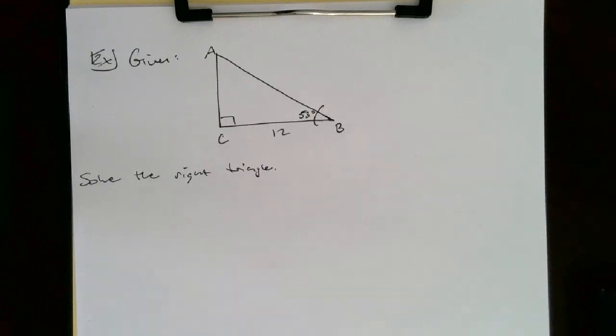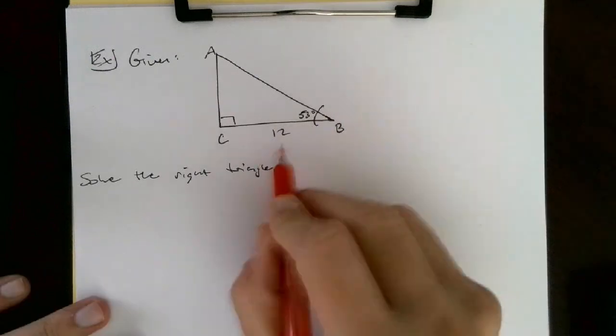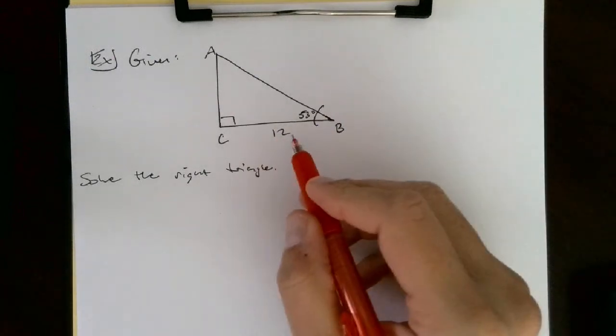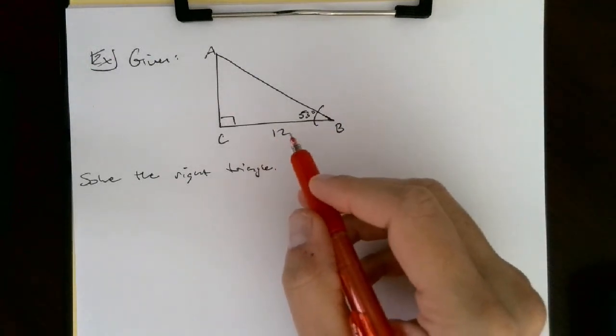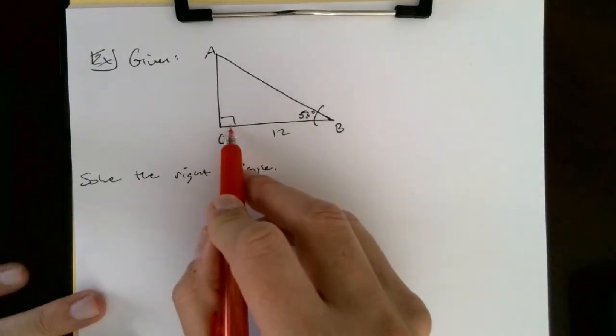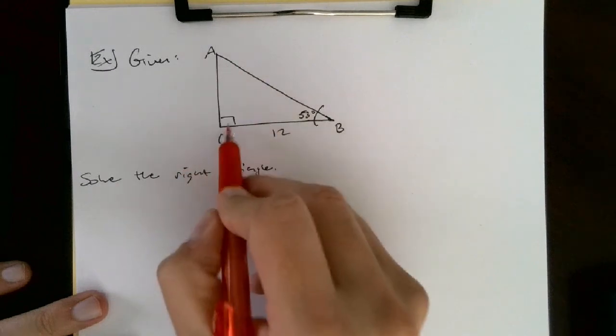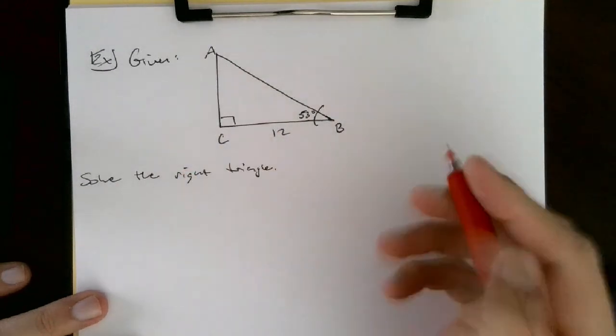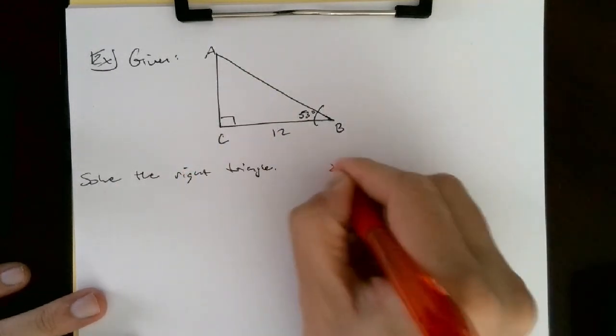first thing I would notice is that I have angle B, and I have one of the sides, so I want to find the other sides. Now I'm going to use angle B as being 53 degrees, and I know the right angle here is 90 degrees, so if I take 180 minus those two angles, I can get angle A. So the first thing I'm going to do is get angle A.